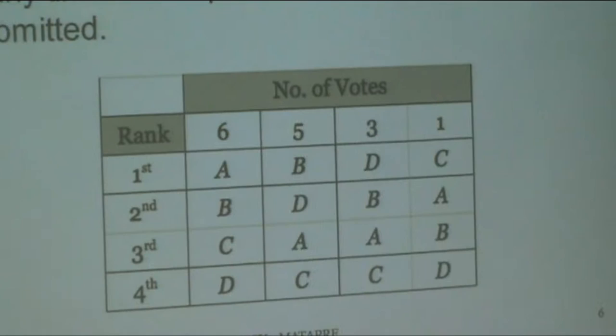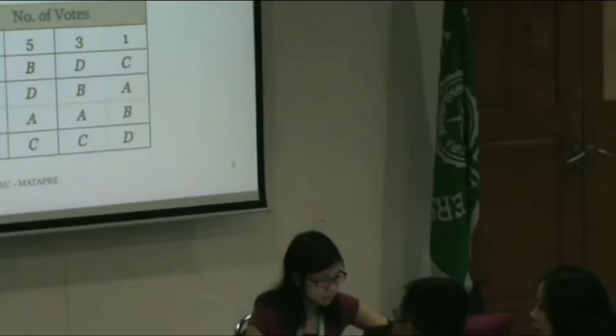Now, since you have four candidates here, if we consider all possible ways of ranking, how many possible rankings can we have with four candidates? There's four factorial, so that would be 24. But if you notice in our table, we only have four. That means some of them didn't prefer those types of ranking. They have zero votes, which is why we didn't include them anymore.